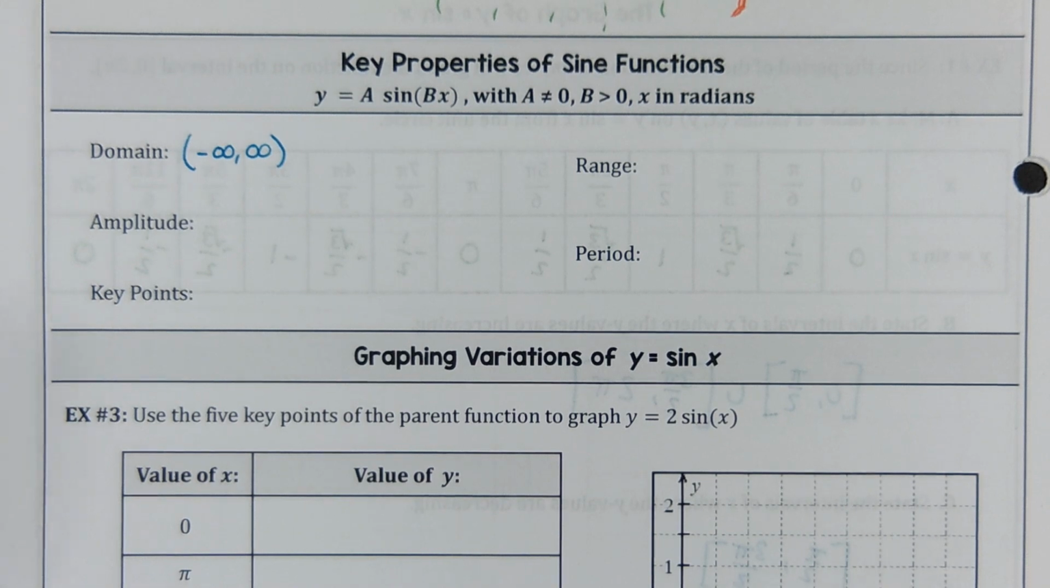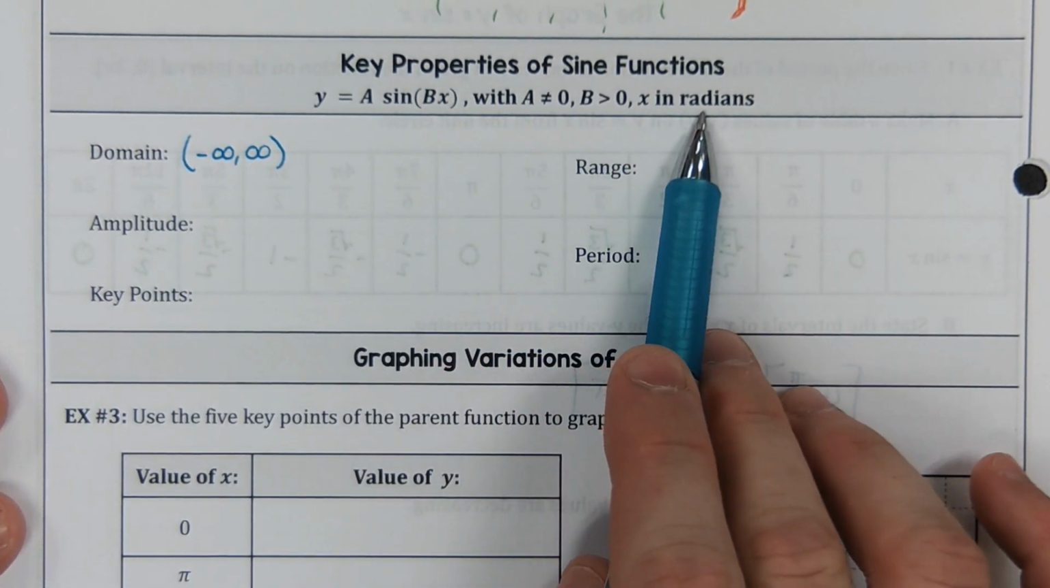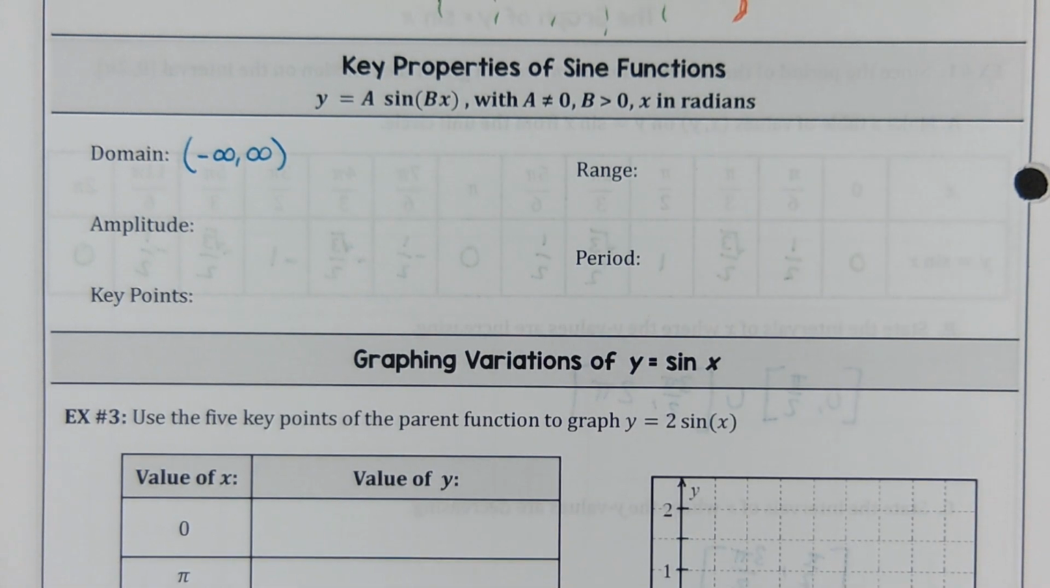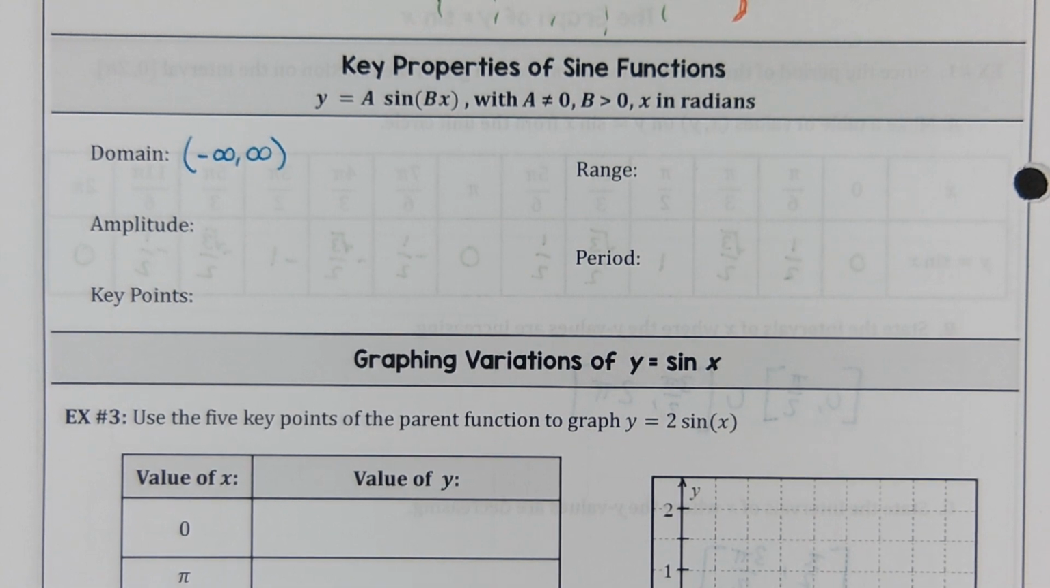Oh, I did need to point this out. You see how it says x is in radians? You never try to graph in degrees, ever. Never graph in degrees, ever. Dead giveaway on your graphing calculator that your calculator's in degree mode, that when you graph trig, it looks like a horizontal line. If it looks like a horizontal line, your calculator's in degree mode.